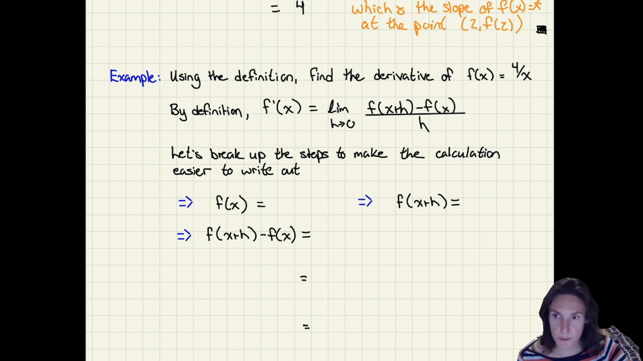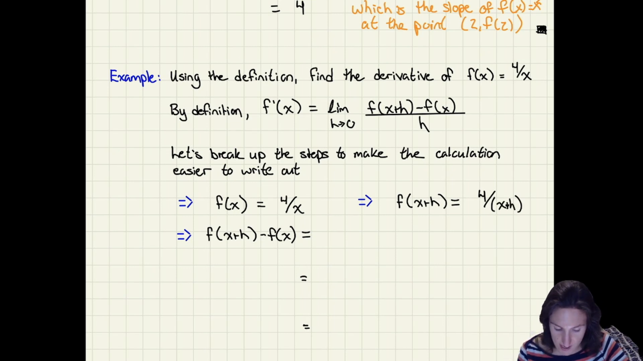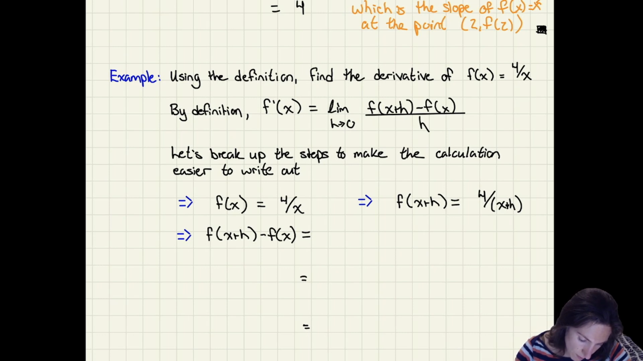And let's break this up step by step. So what's our f of x? Well, this is 4 over x. What is our f at x plus h? Well, now instead of x at the bottom, I have an x plus h. And now what I want to do is subtract them. Okay, so I want to go 4 divided by x plus h minus 4 divided by x.